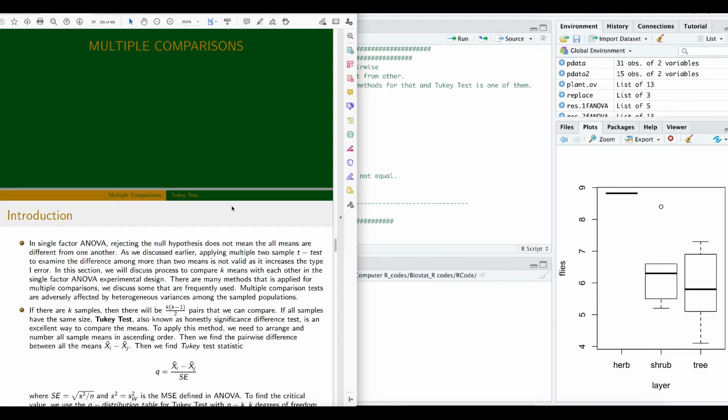In this section, we'll discuss the process to compare k means with each other in the single-factor ANOVA experimental design. There are many methods that are applied for multiple comparisons. We discussed some that are frequently used, especially the Tukey test. Multiple comparison tests are adversely affected by heterogeneous variance among the sample populations.